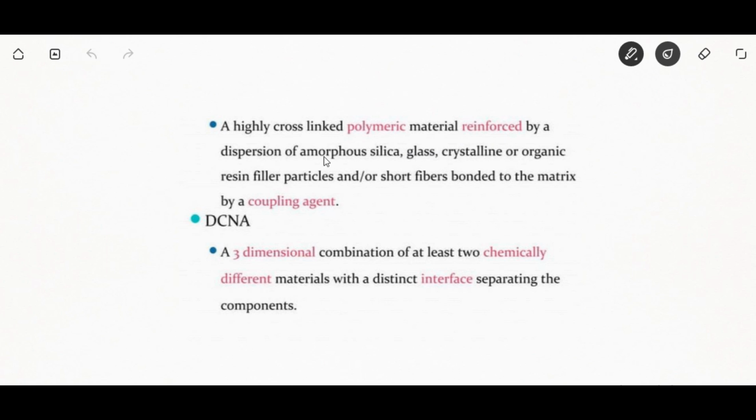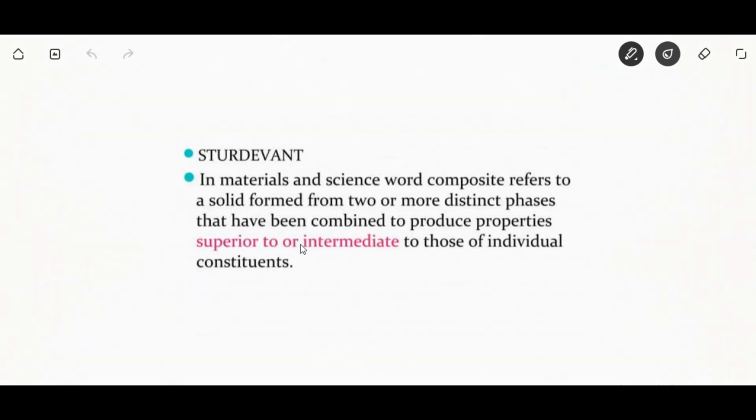What is composite? It is a highly cross-linked polymeric material that is reinforced by amorphous silica, glass, and crystalline or organic resin, bonded to the matrix by a coupling agent.